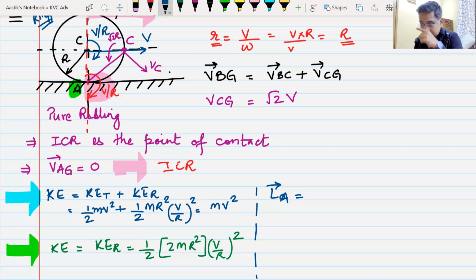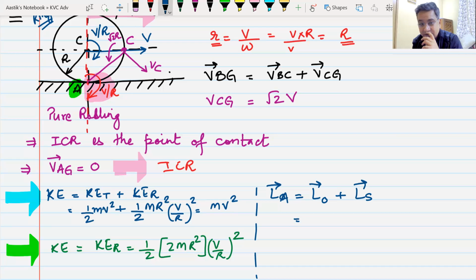So, how do we find out the angular momentum about the point A? You can do it by this method. You can find out the orbital angular momentum, plus the spin angular momentum. Yes, sir.